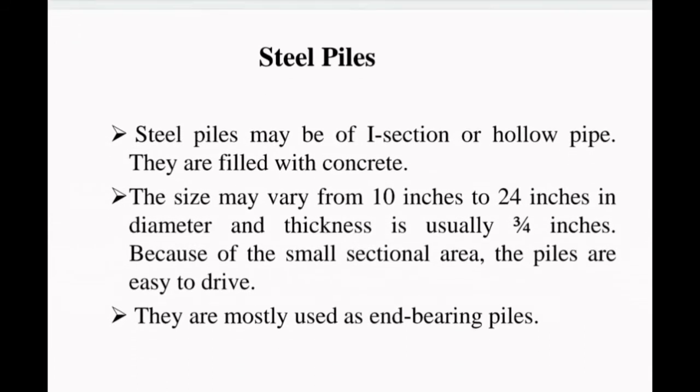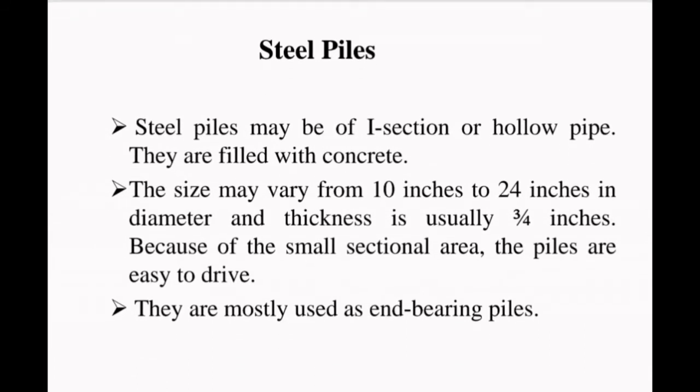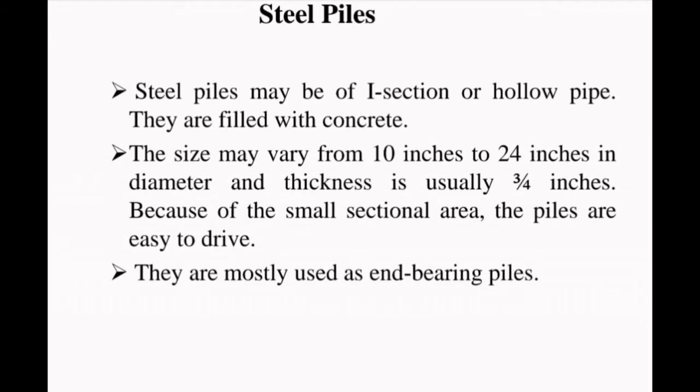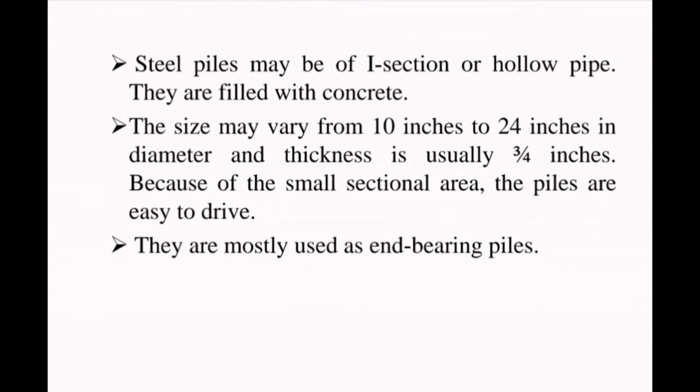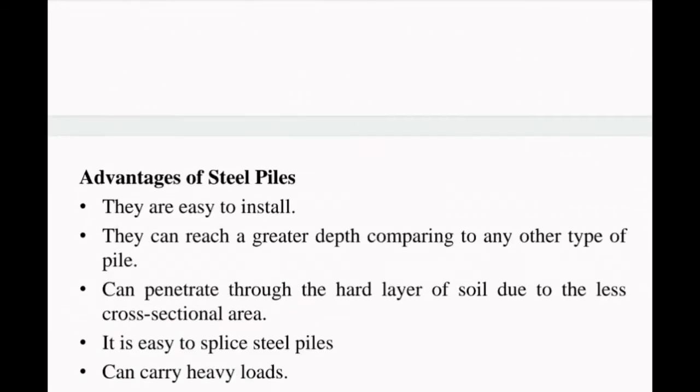The next type of pile is sheet piles. Sheet piles may be of H section or hollow pipes filled with concrete. They may vary in size from 10 inches to 24 inches in diameter, and the thickness of these sheet piles is usually 3 by 4 inch. Because of the small section, the piles are easy to drive, and they are mostly used as end bearing piles.